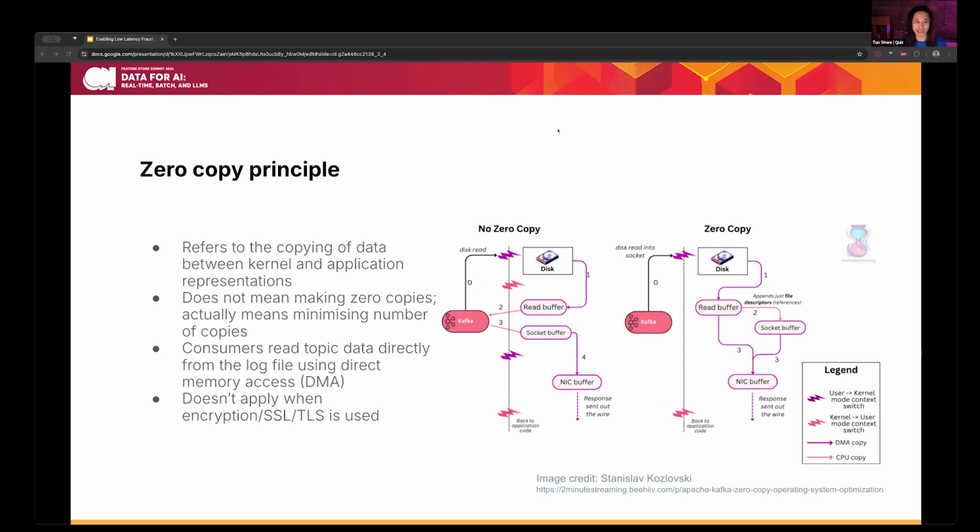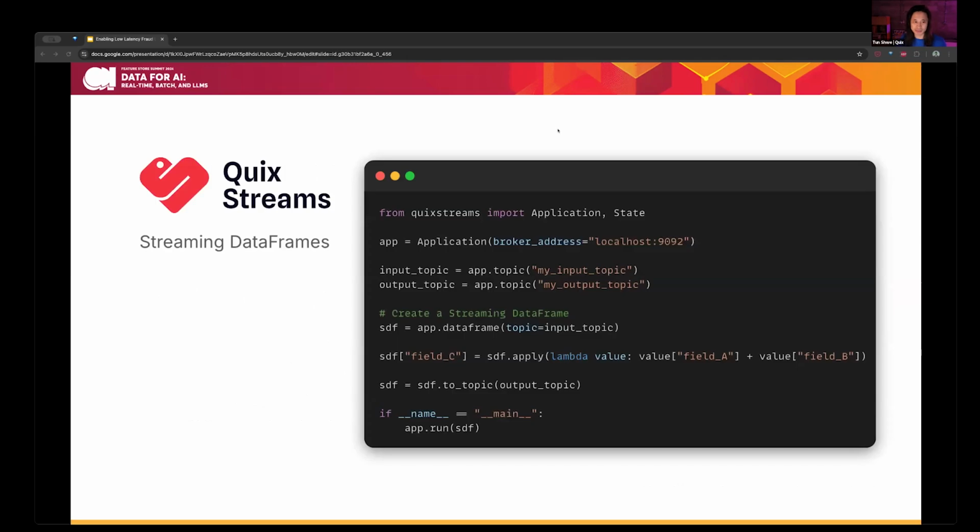Unfortunately, it doesn't apply when encryption like SSL and TLS is used, because you have to hit the compute layer so that you can encrypt and decrypt. So zero copy principle is one of those things that contributes to low latency, but not as much as sequential I/O. The last few slides, I'll talk a bit about the technologies that I mentioned, like Quix Streams.